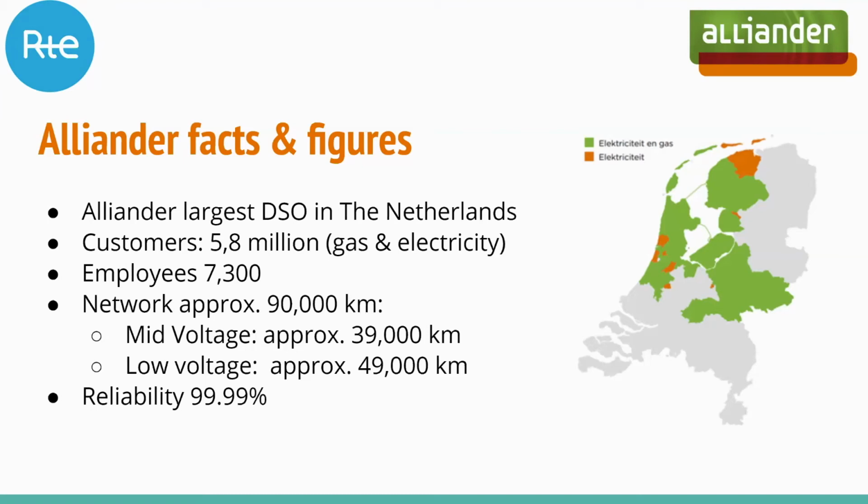On the right, you can see which provinces within the Netherlands we provide energy for. The one in green is electricity and gas, and the one in orange is only electricity. You can see the main part is the east of the Netherlands, and one of the important ones, of course, is the north of the west part, where Amsterdam is situated. As you can see, that's one of the biggest cities in the Netherlands.